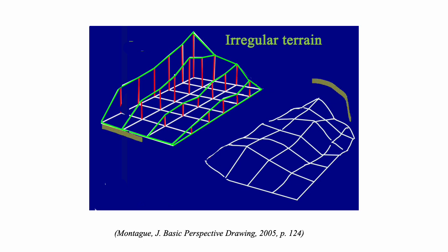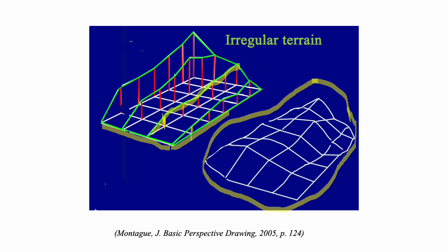So start with the usual grid on the ground and draw these red poles for how big or how tall you want the terrain to be in each area. Connect them with these green lines, and then get rid of your construction lines, and you end up with an image which is better than something you could have made up.